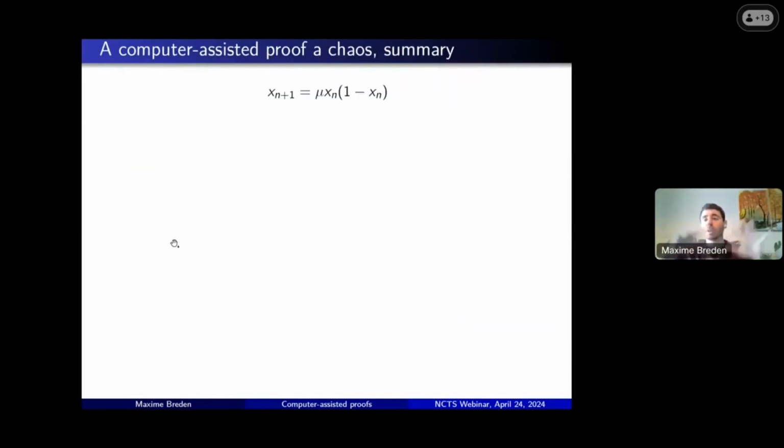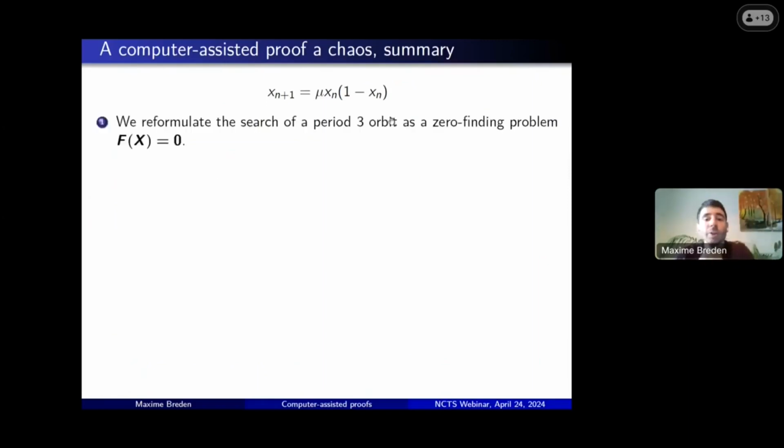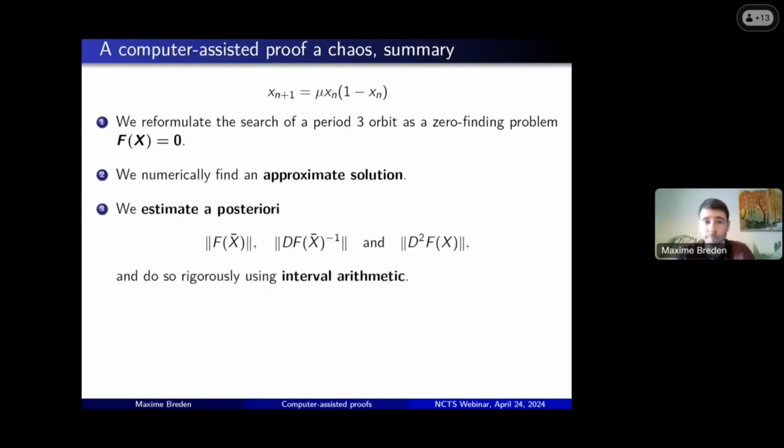So let's maybe summarize what we did on this simple problem, and then we discuss how we can generalize this to more complicated problems. So we wanted to prove that there was a period 3 orbit in that problem. And so we first turned that into finding the zero of some function. Then we found numerically an approximate solution, an approximate zero, by here Newton, but it could be whatever method you like. Maybe the problem is difficult, you need to select a well-adapted numerical method for your problem.